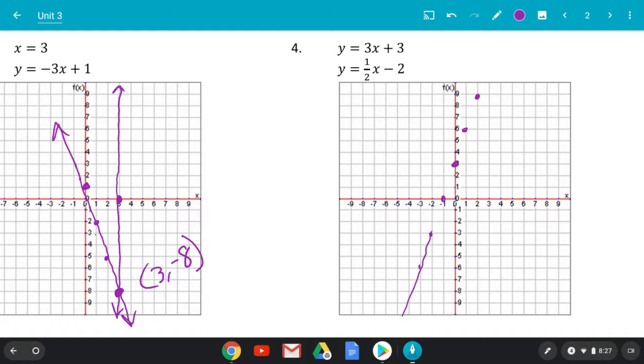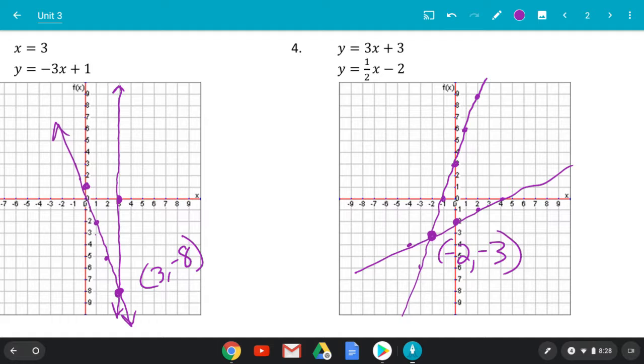Okay? So I've got this lovely, super straight line, right? And then the other one, my y-intercept is -2, up 1, over 2, up 1, over 2, or I could have gone down 1, left 2, down 1, left 2. What is my point of intersection? -2, -3, and that's my solution. Okay? I want to write that one down as well.